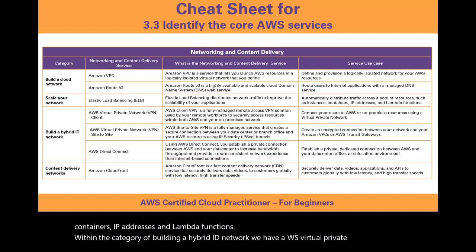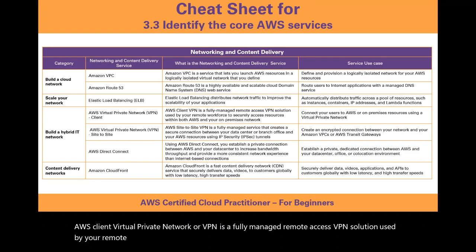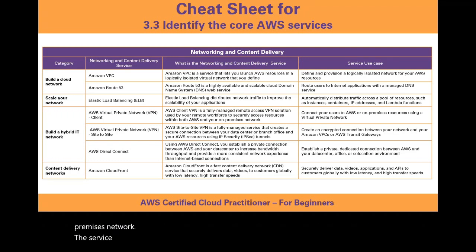Within the category of building a hybrid IT network, we have AWS Virtual Private Network for the client. AWS Client Virtual Private Network, or VPN, is a fully managed remote access VPN solution used by your remote workforce to securely access resources within both AWS and your on-premises network. The service use case is to connect your users to AWS or on-premises resources using a virtual private network.